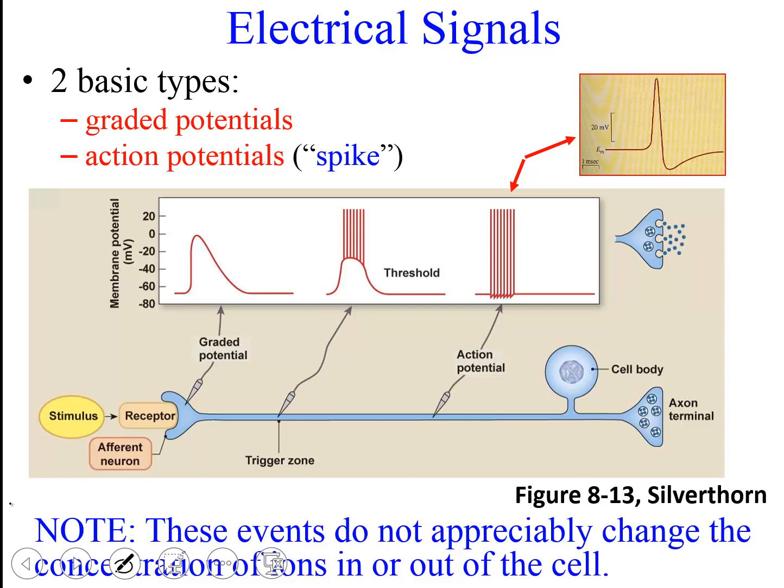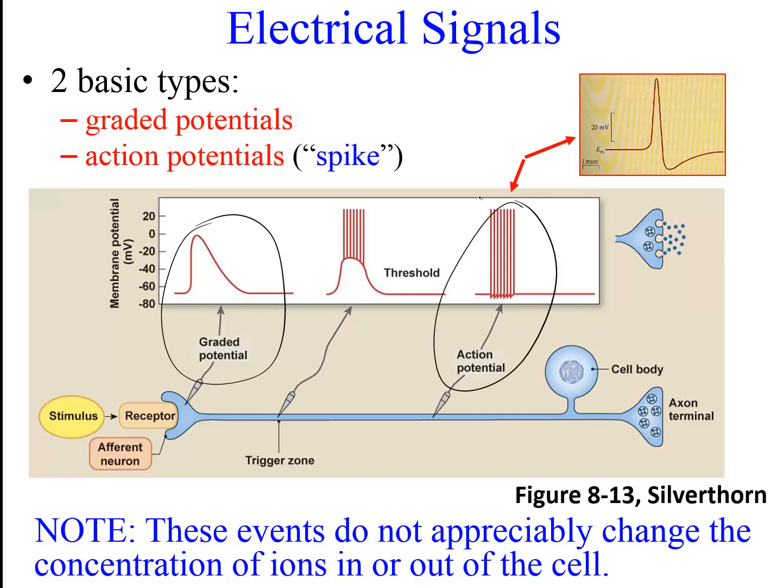There are two types of electrical signals: graded potentials, whose purpose is to carry information from the input region to the spike initiating zone, also known as the trigger zone, and action potentials, whose purpose is to carry information from the spike initiating zone to the output region. Action potentials are sometimes also called spikes.